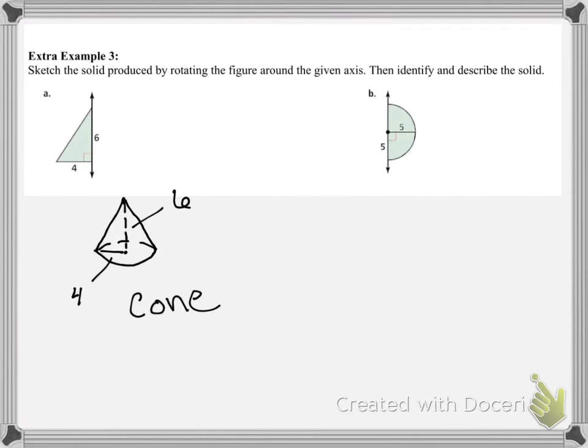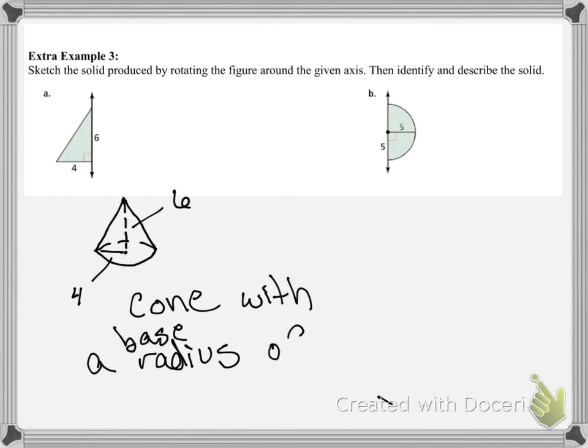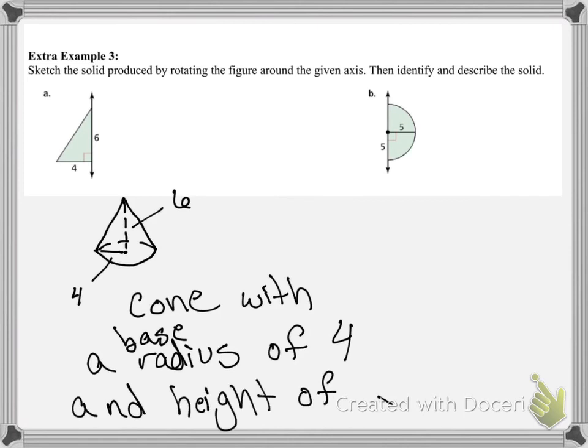So it's going to create a cone, like an ice cream cone, because it's going to spin around. Then identify and describe this solid. It's going to create a cone. Let's describe it: a base radius of 4 and a height of 6. Okay, now let's look at this next one.